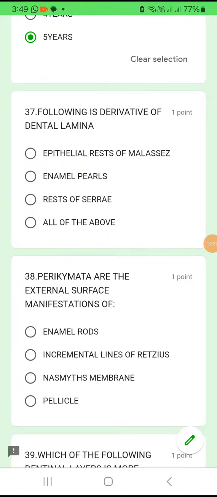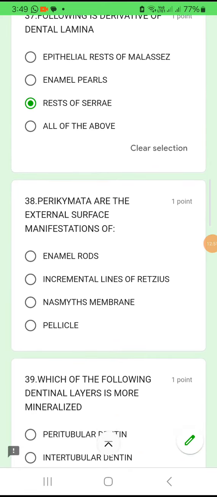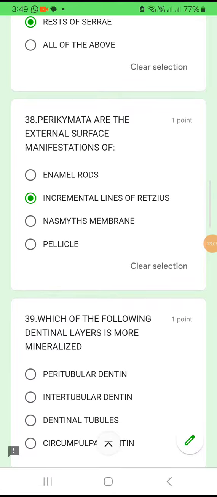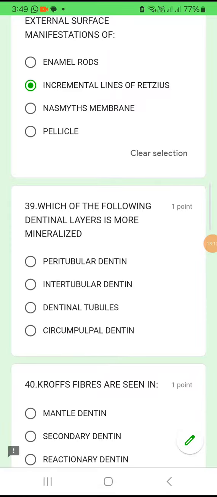Question number 37. Following is derivative of dental lamina. So, can you tell me which is the derivative of dental lamina? Epithelial cell rest of Malassez or enamel pearls or cell rest of Serres or all of the above. So, dental lamina derivative is cell rest of Serres. Option C. Question number 38. Perikymata are the external surface manifestations of enamel rod or incremental lines of Retzius or Nasmyth's membrane or pellicle. Perikymata is actually the external surface manifestation of incremental lines of Retzius. Option B.